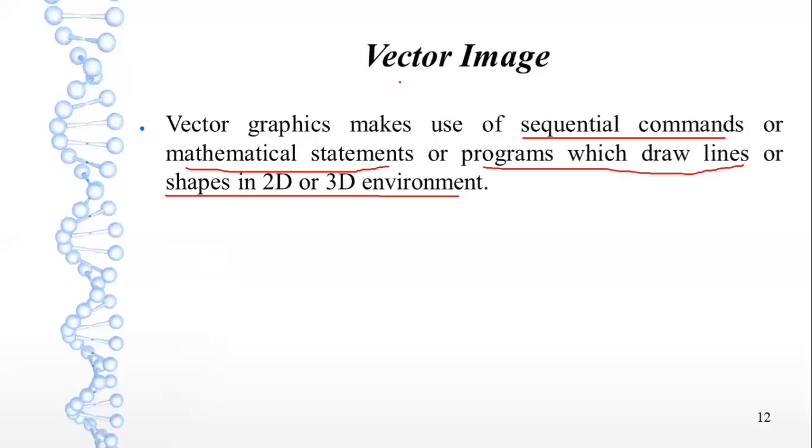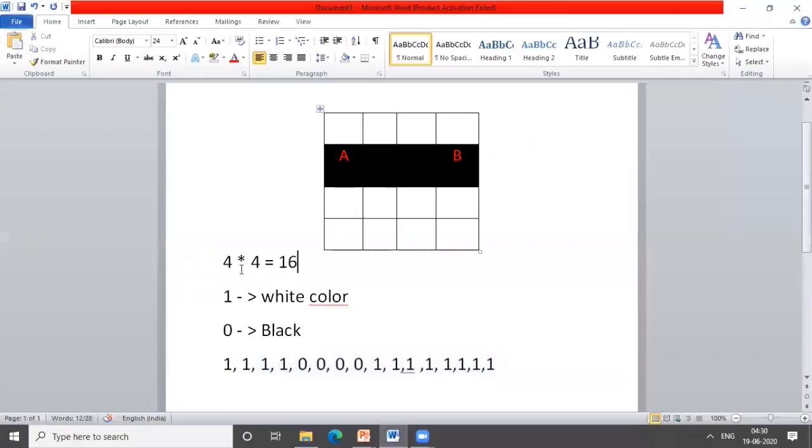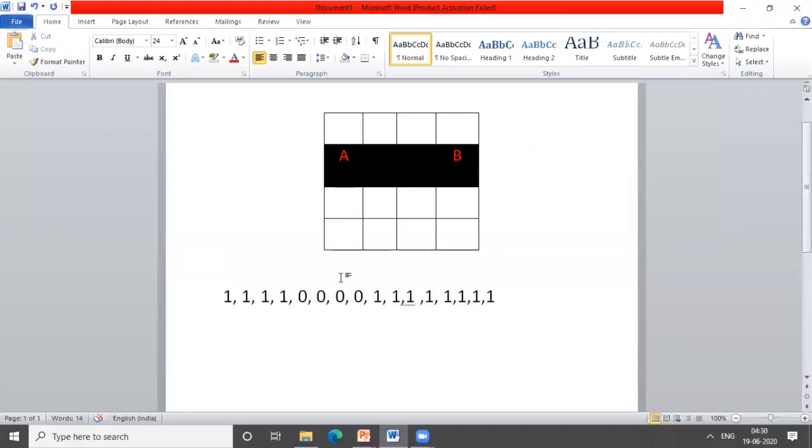In case of vector image, intensity information of all pixels is not stored in the memory. So how is vector image stored in the memory? Yes, it is stored with the help of some sequential commands. So in order to store vector image in memory, we make use of some commands. Now let's consider again same example. I told you that if this image is raster image, then it will be stored in memory like this. Now let's assume that this image is vector image. How will it be stored in the memory?